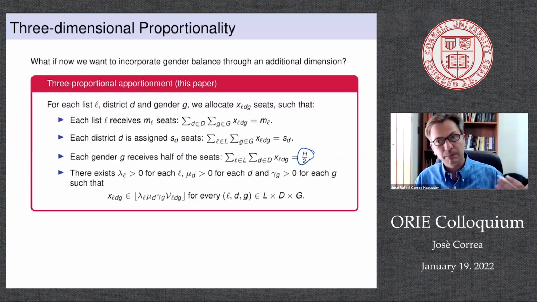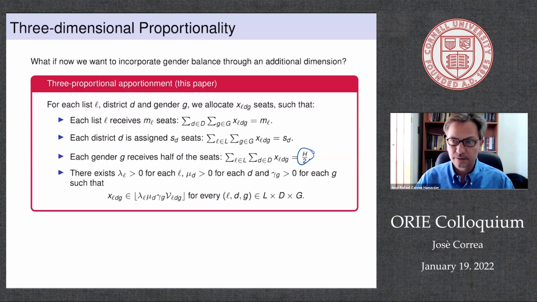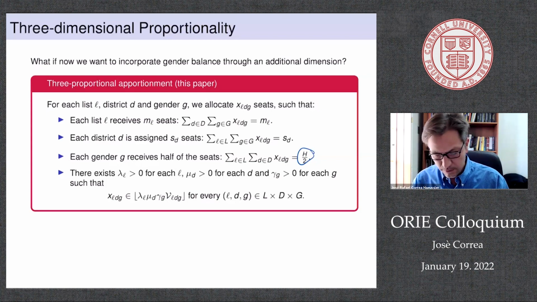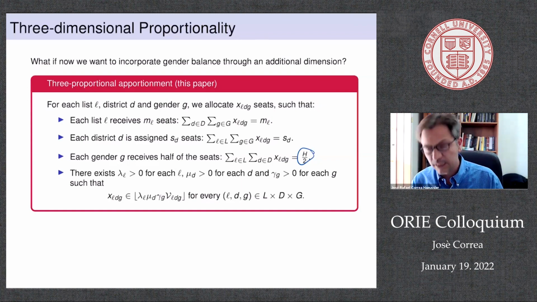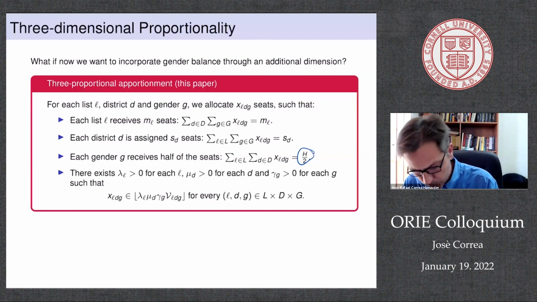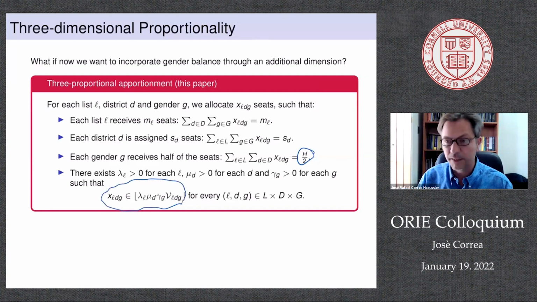I want to find multipliers. So this is the natural fractional proportional solution. I want to find multipliers, multiply each entry of the matrix by the corresponding multipliers, round down, and satisfy these marginals. So I want to know whether this is possible. So these are going to be the entries of my matrix in the end.